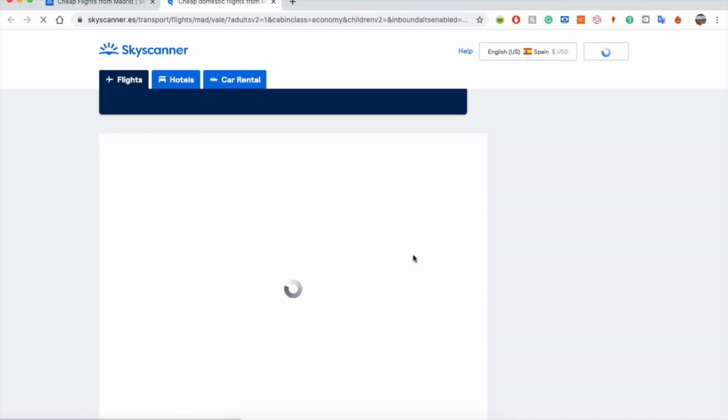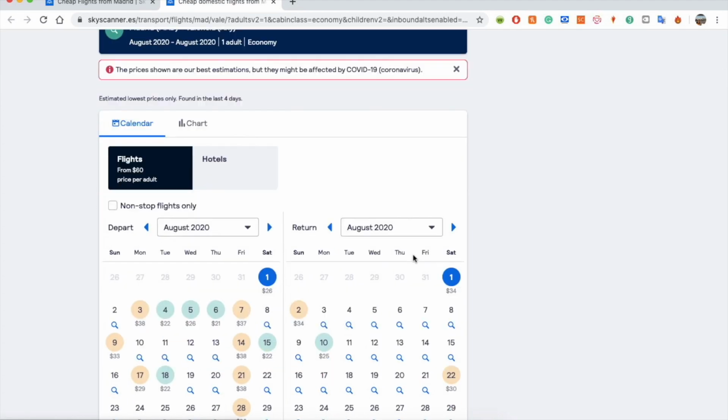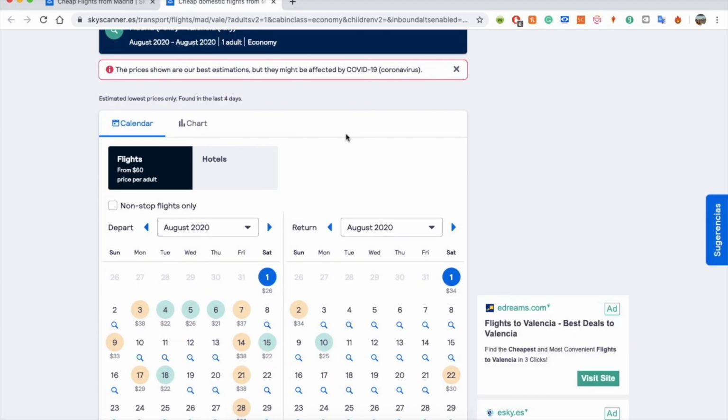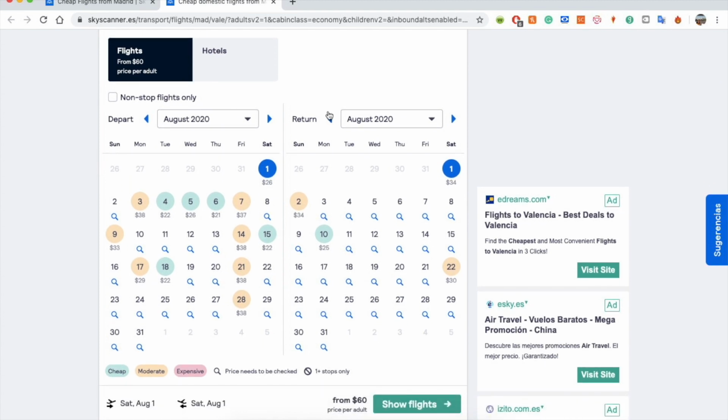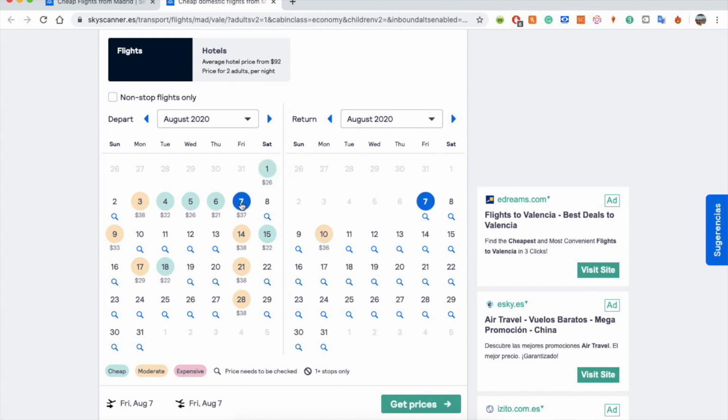It says from 41. And the thing about Skyscanner is really it depends on the day. So that $41 is from a specific day to a specific day. So for example, from the 3rd of August to maybe the 12th. And maybe you don't want to go those days or you can't go that long or you have to work. So what you have to do is go in here and play with the days to see the prices. So if you're really flexible, this is a really good way to find your next vacation.